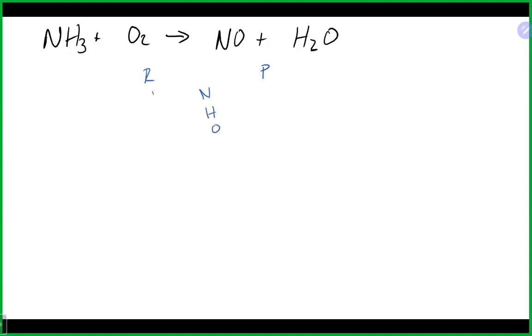Left-hand side, we have 1 nitrogen. Right-hand side, we got 1. Left-hand side, 3 hydrogens. Right-hand side, 2. Left-hand side, 2 oxygens. And on the right-hand side, we also have 2, 1 in each. So everything looks balanced except for the hydrogen.